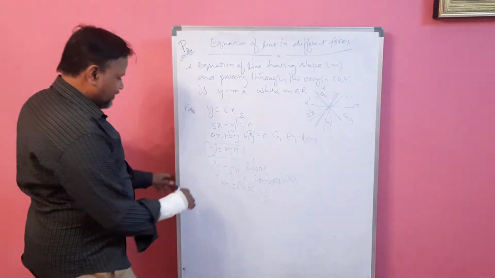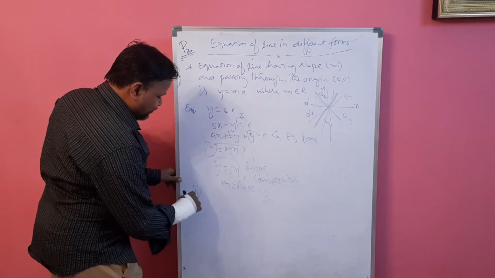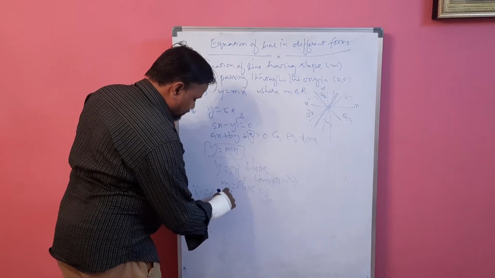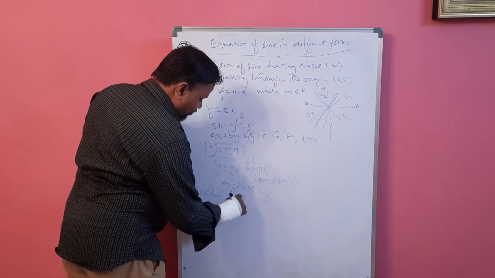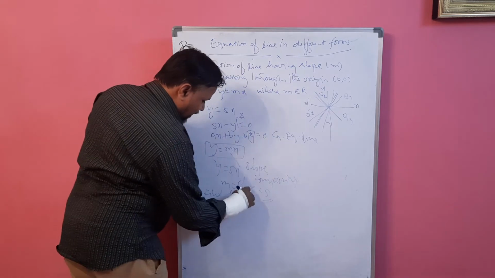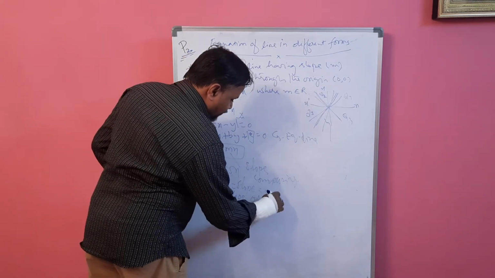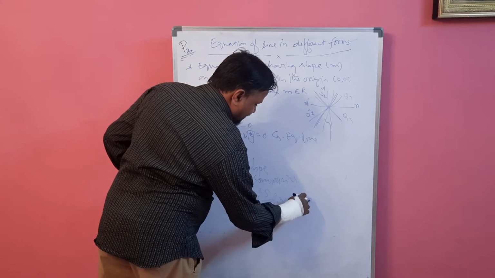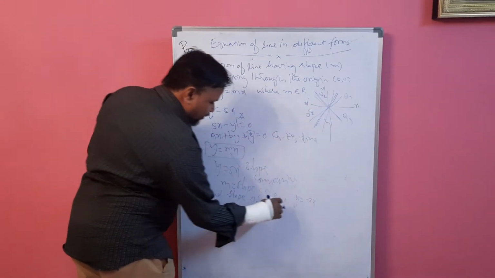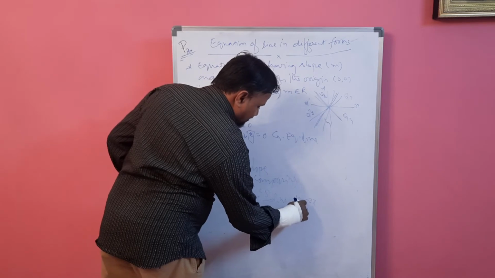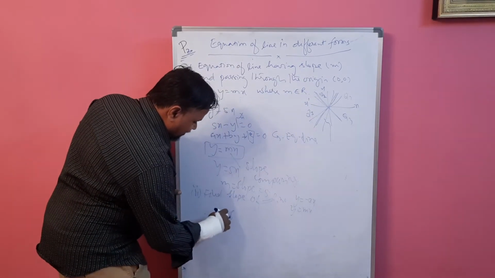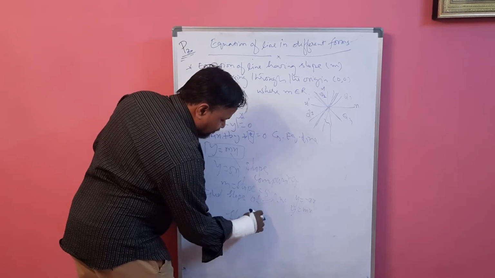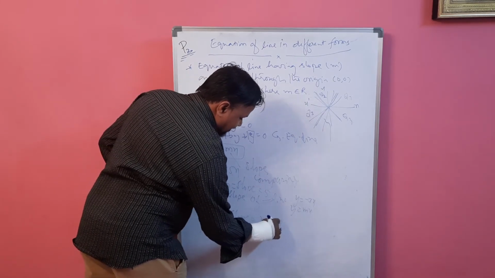Take one more example. Find the slope of the line y = -3x. Now compare with the line y = mx. Slope is what? Comparing, m equals -3.